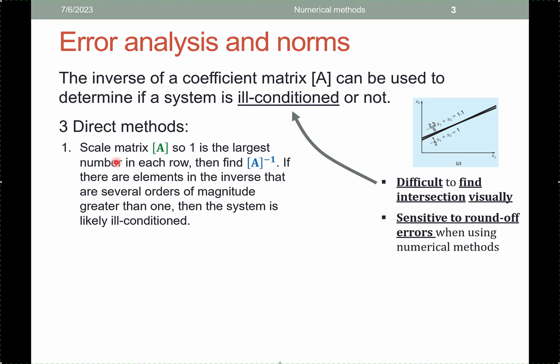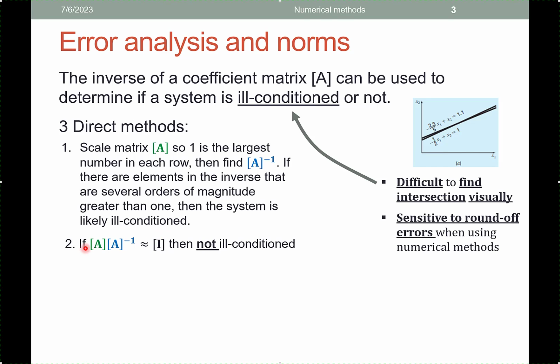The first one is we use scaled matrix A so that 1 is the largest number in each row. Scaling means that you multiply each row by a certain factor so that you get 1 as the largest number in each row. Then you find the inverse of A. If there are elements in the inverse that are several orders of magnitude greater than 1, then your system is likely to be ill-conditioned.